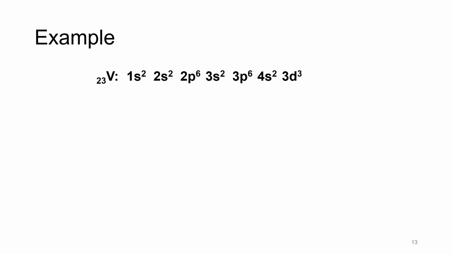For example, this one is the spdf notation for vanadium, with 23 protons. For the 23 electrons, we distribute them to the lower energy first, 1s, then proceed to higher energy levels. Here 2 electrons, then 2, 6, 2, 6. So after 3p we fill 4s first, then 3d.